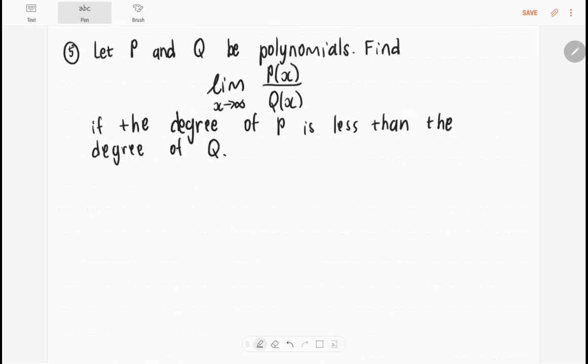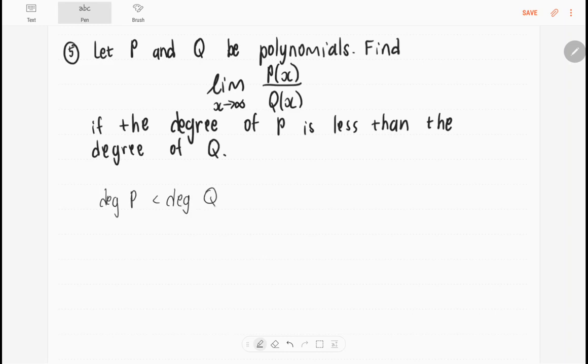Number 5. Let P and Q be polynomials. Find the limit as x approaches infinity of P of x over Q of x if the degree of P is less than the degree of Q. Right? So the degree of P is less than the degree of Q.